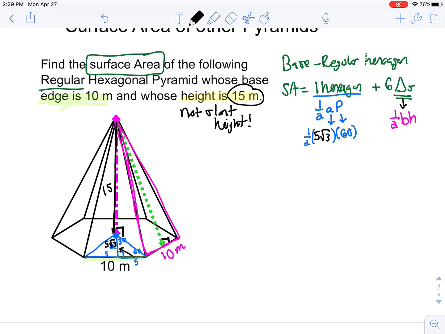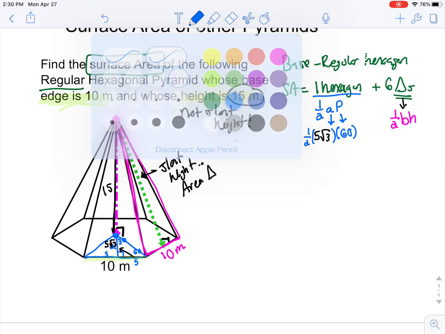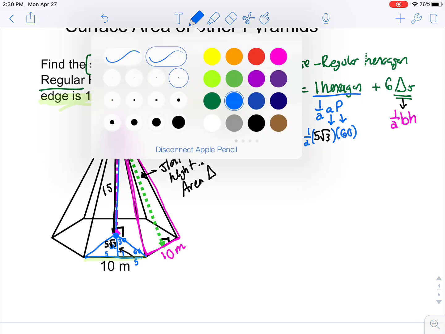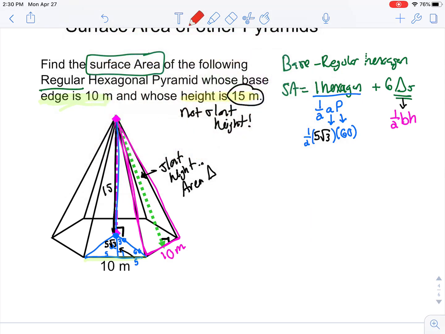Now, how could we use that to help us figure out the slant height? Because that's what we're missing right now. And we're going to need that slant height to be able to find the area of one of those triangles. Okay, so if you think about the triangle on the inside here, we have this height of 15. Actually, let me change the color here to red. We have this height here of 15.